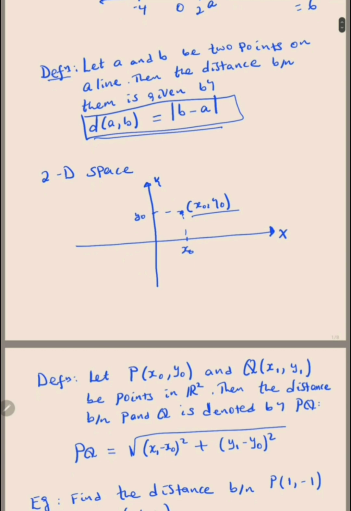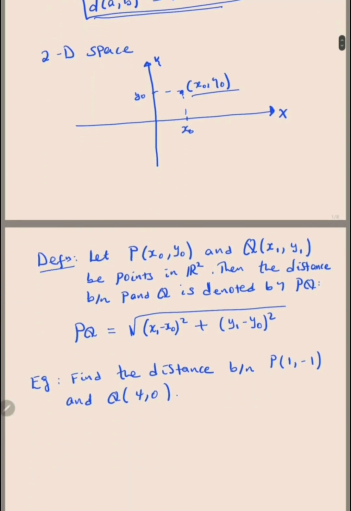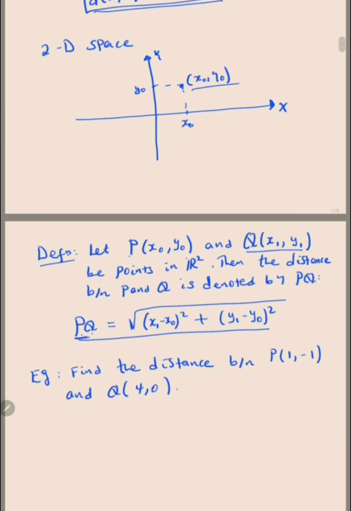In a similar way, we can define the distance between 2 points in R2, or in two-dimensional space, by this formula here. If point P is given by this and point Q is given by this, then the distance between P and Q is given by the square root of x1 minus x naught the whole square plus y1 minus y naught the whole square.